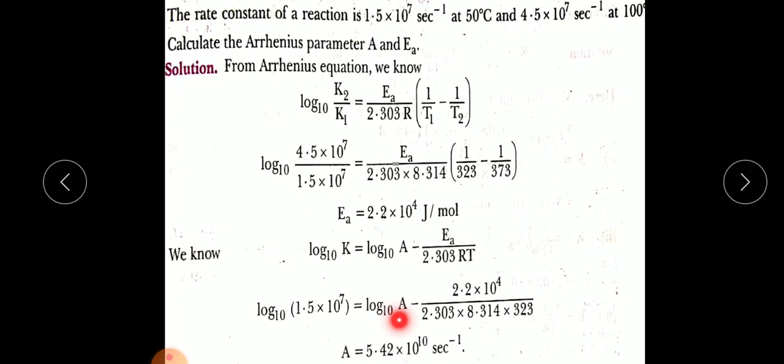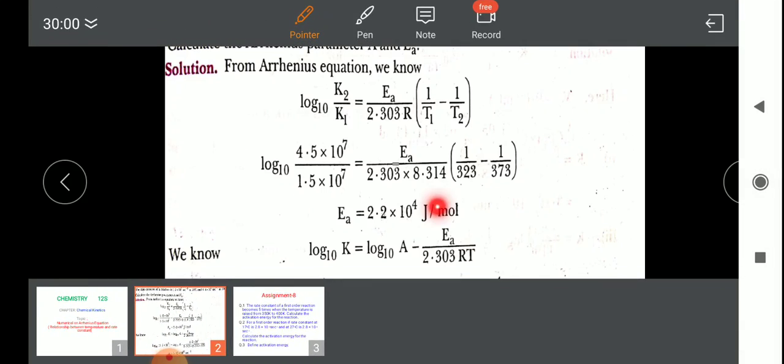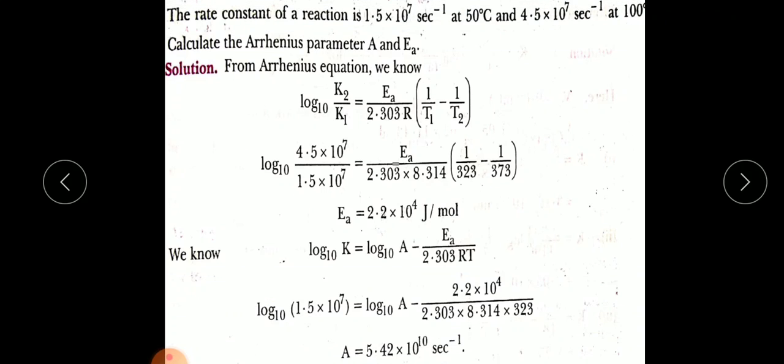Now here we need to find the value for log A. When you simplify it, log A will come as a certain value, and then this has been taken as anti-logarithm, so A equals 5.42 × 10^10 per second. This is how we do the numerical based on this Arrhenius equation.